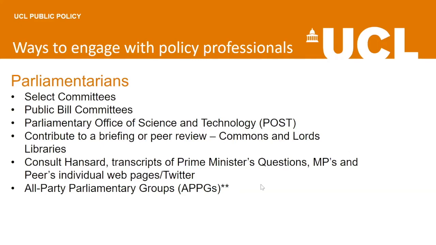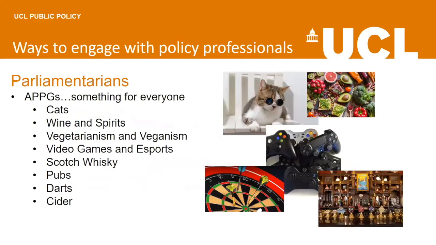There are like 100 or 200 different APPGs, and when I say they're on every topic, it is literally every topic. I'll be including this link in the document that I'm circulating later, but there is literally something for everyone. Cats, veganism and vegetarianism, Scotch whisky, pubs, which is probably on the top of everyone's mind lately, video games, darts, cider. So if you have a specific interest, or if your research is in a niche area and you think maybe there isn't much interest in it in Parliament, think again, because there probably is an APPG that's relevant.